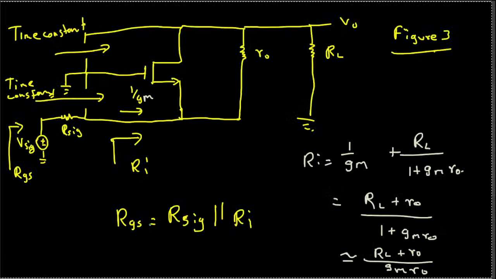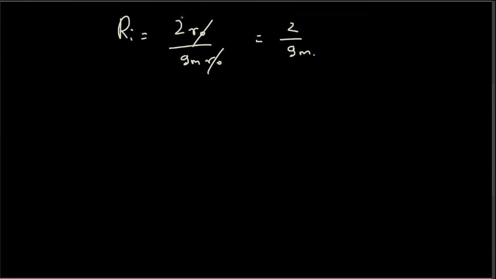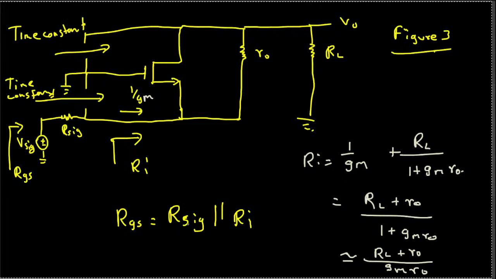And we are interested in finding the RGS. RGS is Rsig parallel to the R input, that's why we found out the input resistance expression. Now we have the input resistance expression, and they have also mentioned that this Rsig is equal to RO divided by 2. So instead of this Rsig, I can put RO divided by 2 as well.